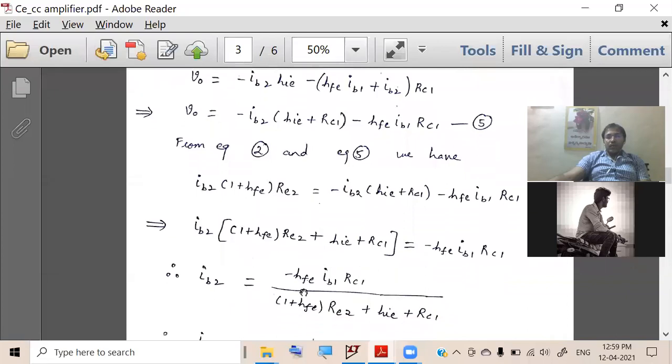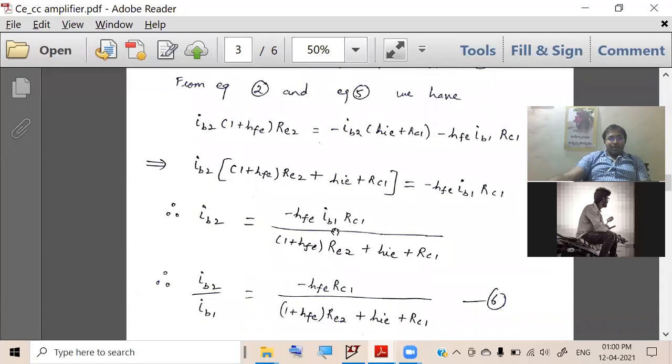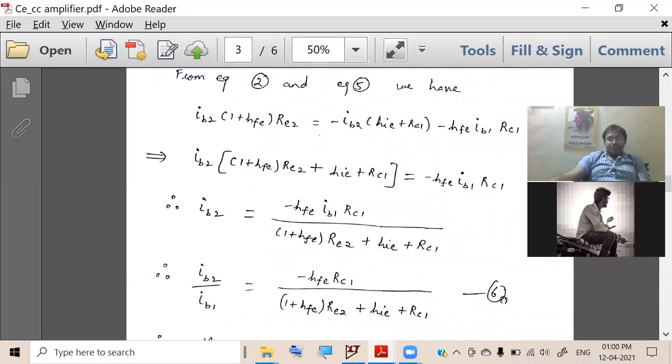Now IB2 in terms of IB1. How will I get? Cross multiply this to RHS. So IB2 by IB1, how will I get? Cross multiply this IB1 to LHS. Just cross multiply. We got the IB2, IB1 relation. Let us give some equation number.